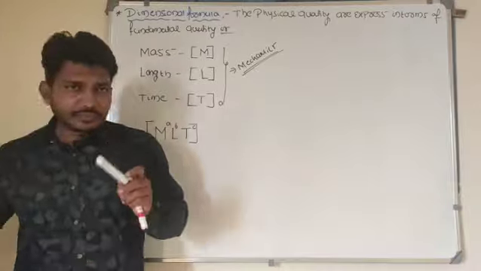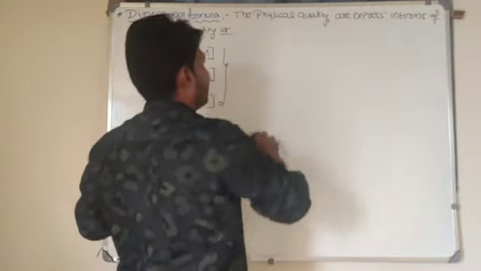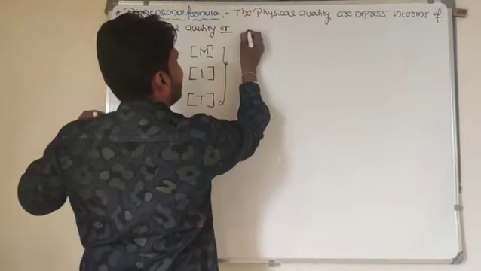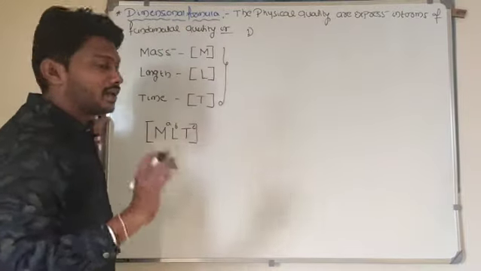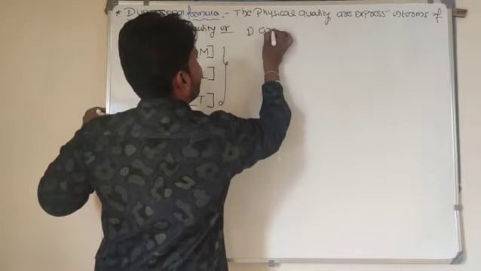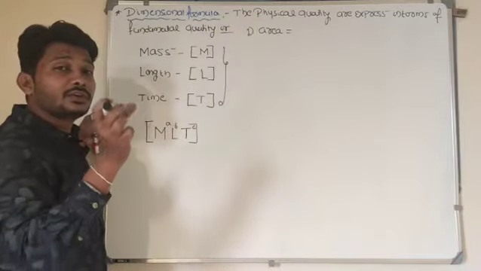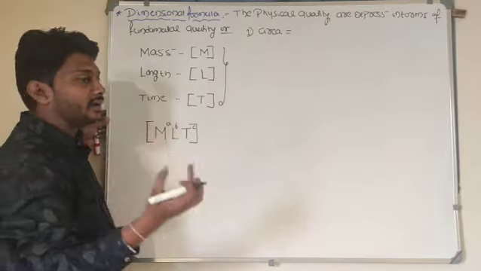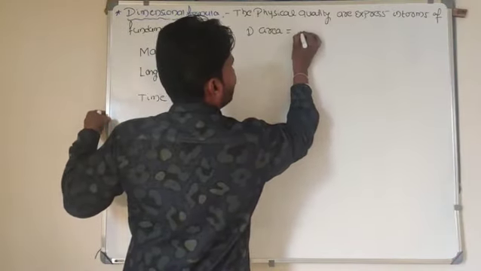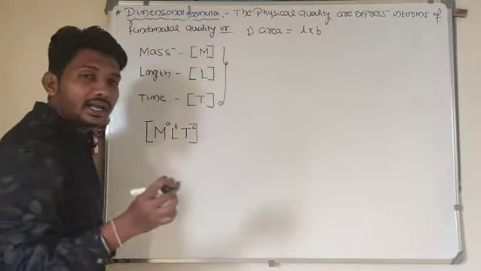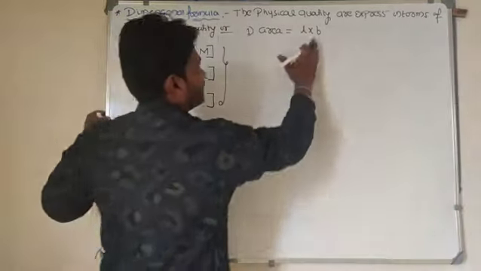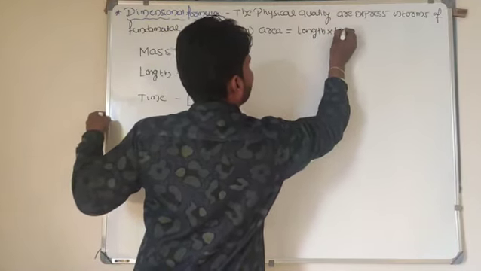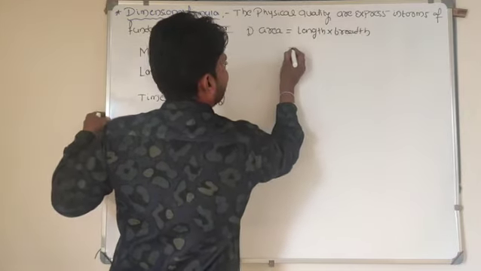For example, let me write the dimensional formula for some physical quantities, then you may come to know how to write it. For example, I want to write the dimensional formula for area. First of all, in order to write the dimensional formula, you must know the general formula for that physical quantity, then only can you write the dimensional formula. Area: shall I write it as length into breadth? So area I can write as length into breadth.